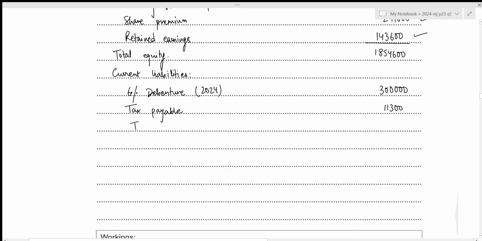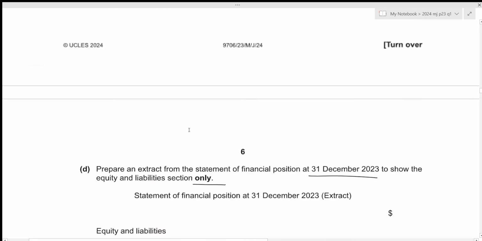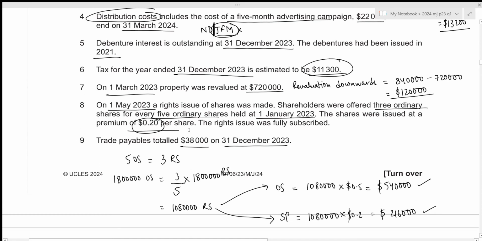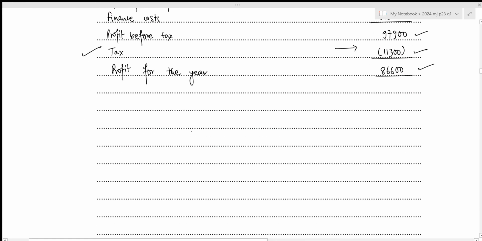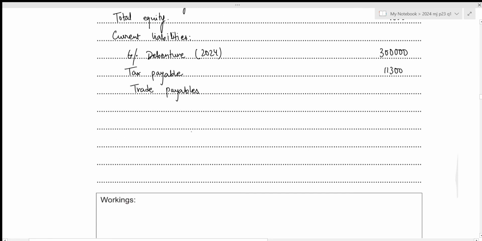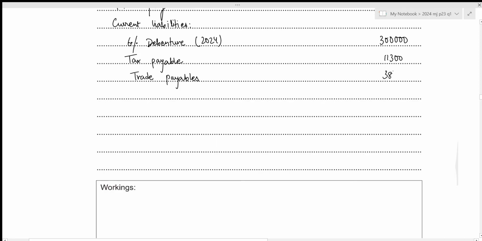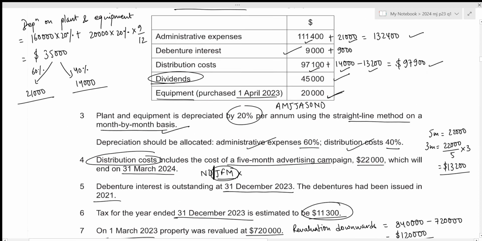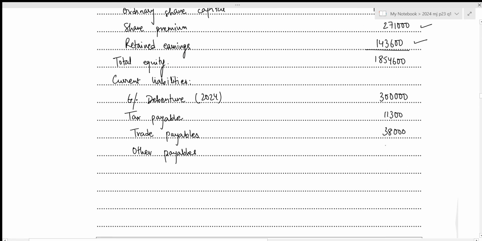Then we have trade payables. Let's take a look above. I think it was given at the end of the year. Right here, it's 38,000. And in this case, we have other payables as well, because remember, for the debenture interest, we had the total interest of 18,000. But out of that 18,000, only 9,000 was paid right here. The remaining 9,000 will act as the other payables now. So we have 9,000 right here. And that should be all for the liabilities.